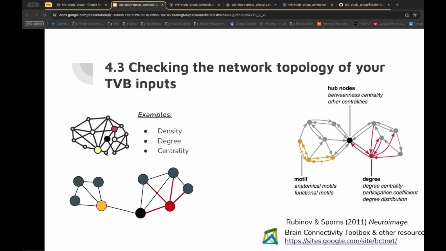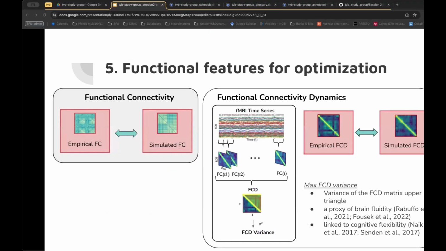I think I'll go on now to some of the model fitting approaches. We discussed it last week, but I'll go over some of these metrics again. A commonly used approach is maximizing the correlation between our empirical and simulated FC. So that's one approach, just taking the upper triangle and calculating the correlation.